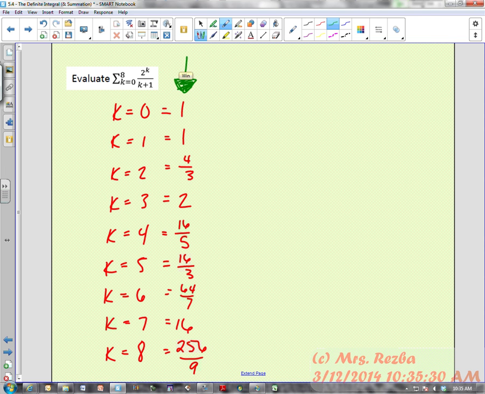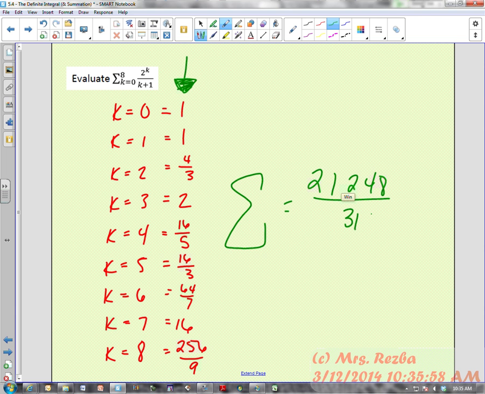Okay, now all we need to do is take this entire column of values we found when we substitute in k, and sum them up. So if we sum up those values, 1 plus 1 plus 4 over 3 plus 2 plus 16 over 5 plus 16 over 3 plus 64 over 7 plus 16 plus 256 over 9 gets us 67.454 and change. Math frac that. We get 21,248 divided by 315. There we go.